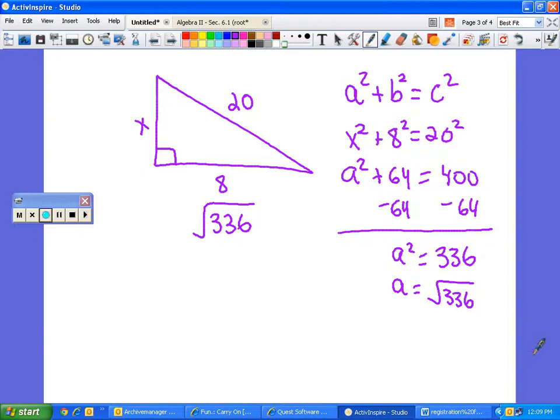Okay, so what we would be looking for is the largest one of the factors of 336 that is a perfect square. And I will tell you that what we get is the square root of 16 times the square root of 21. The square root of 16 we can simplify. What is the square root of 16? The square root of 16 is 4. We can't simplify 21, so we leave it alone. So the answer that the book is looking for is this.